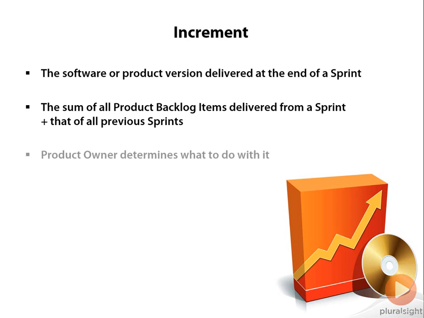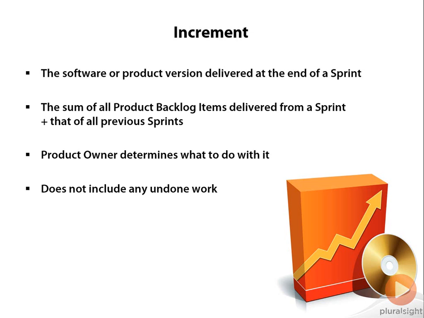The product owner still has a role here to determine whether or not the product is ready to ship now that this increment is available. The development team is responsible for ensuring that any given increment is able to ship if the product owner deems it necessary. They do that by ensuring that there is no undone work in the product increment.